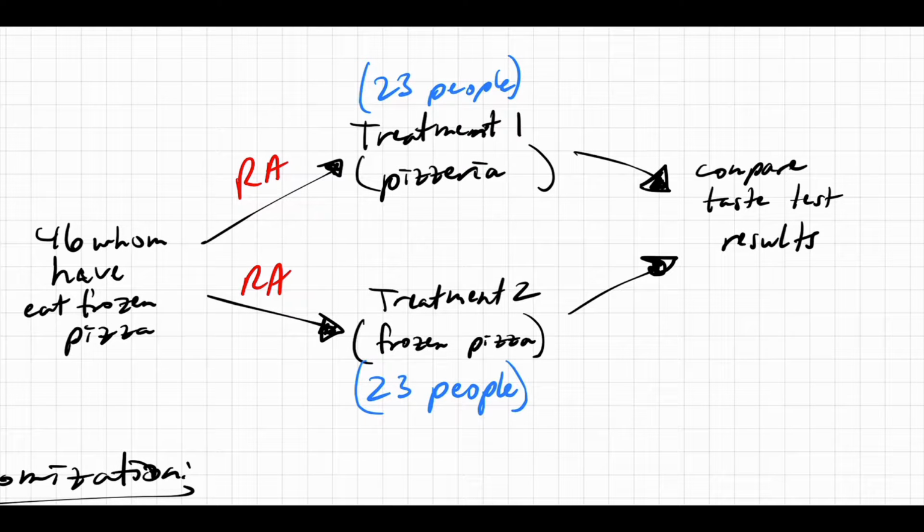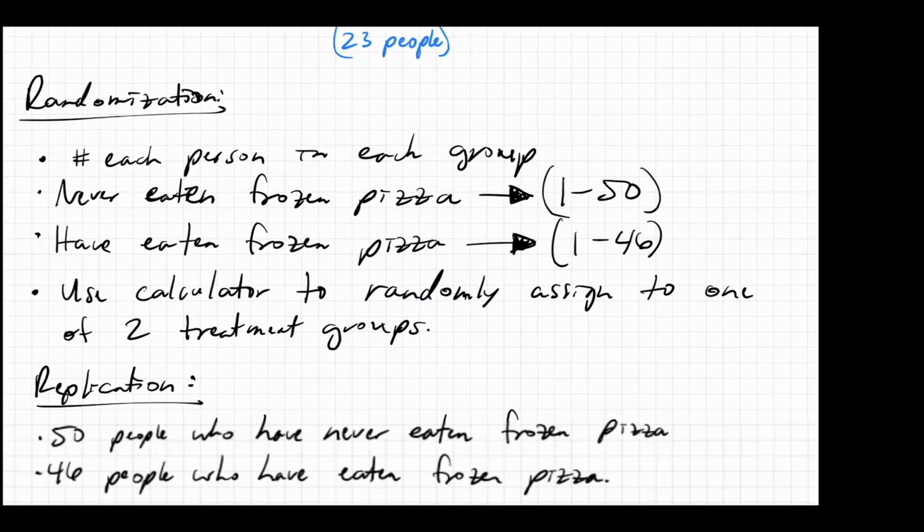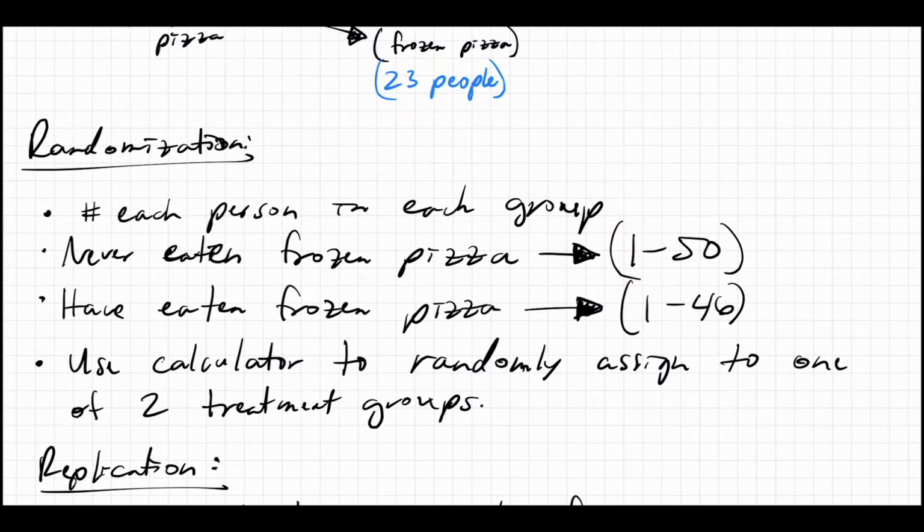Okay. So randomization. I know where it's done. I have to explain how I did it. So the 46 and the 50. This is what I said. I'm going to number each person in each group. If you've never eaten frozen pizza, you're going to get a 1 through 50. If you have eaten frozen pizza, you're going to get a 1 through 46. So I have two separate systems.